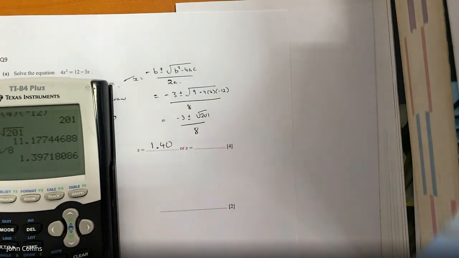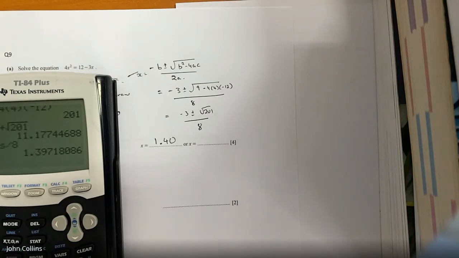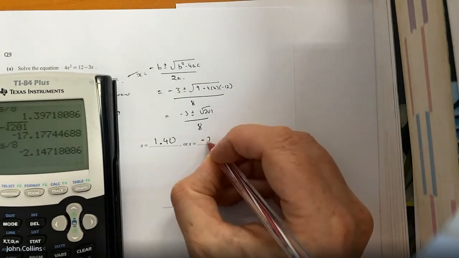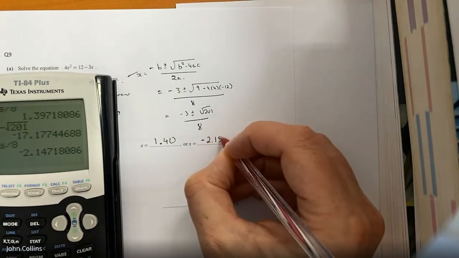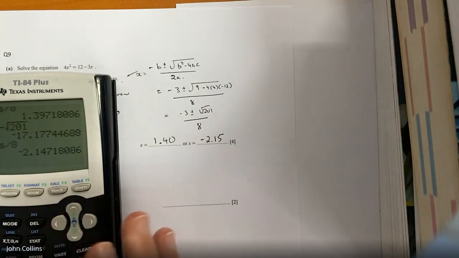1.40 if you want to write in the third significant figure. Yep. And then do it the other way. Minus 3 minus square root 201. Press enter and divide then by 8, minus 2.15. Okay.